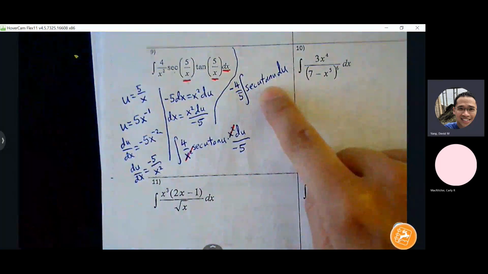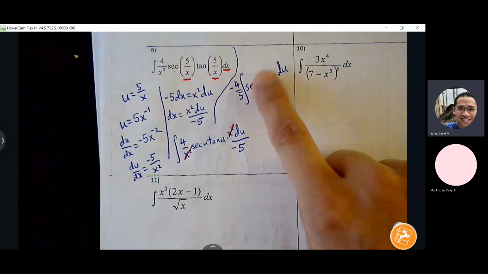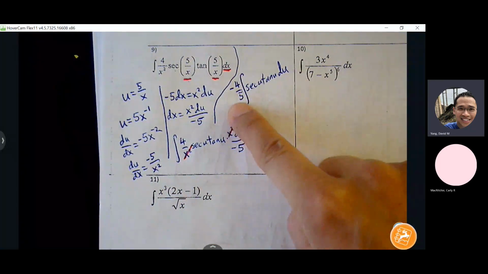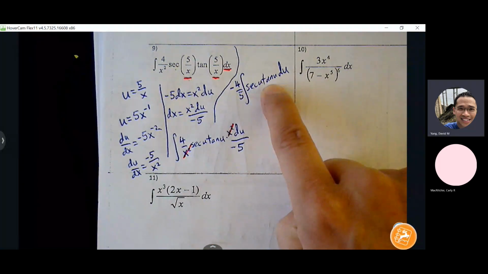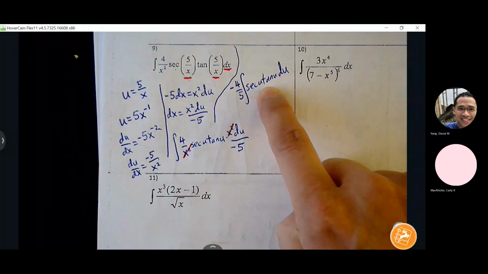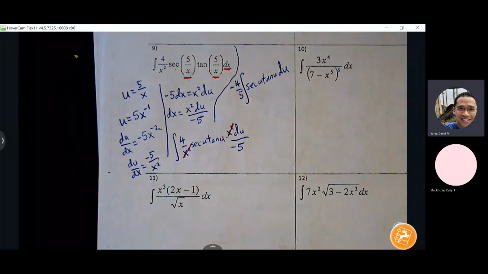And now this is a nice clean rule. The x's go away, coefficients, we're keeping track of them, but really the rule that we're after is that secant tangent, which becomes tangent. Sorry, becomes secant. My bad. Secant's derivative is secant tangent. So therefore the antiderivative of secant tangent is going to be secant.